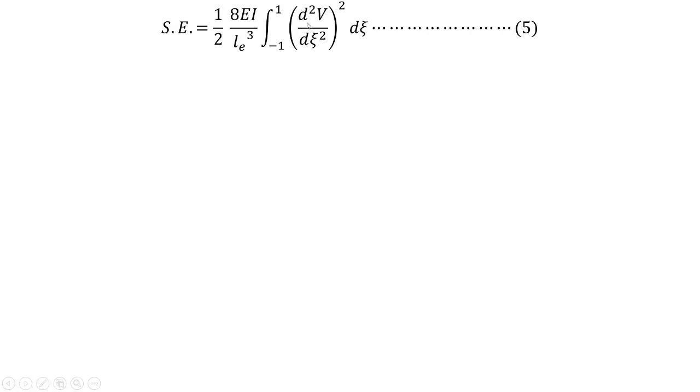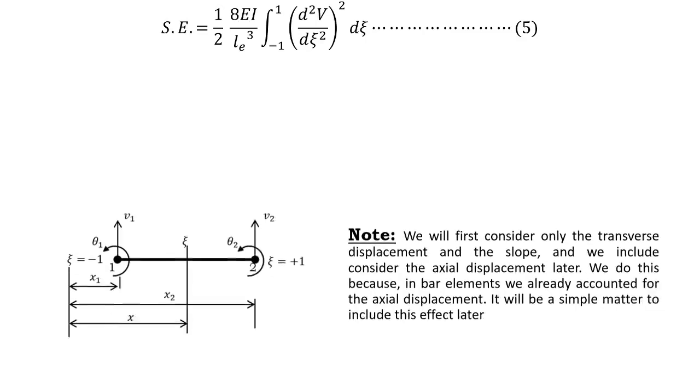Now I need to differentiate the v. There v is the displacement in the beam, as y is replaced with v, the displacement in the beam. So this displacement in the beam I need to differentiate twice. Then whatever the value I am going to get, that I need to integrate with respect to zeta.